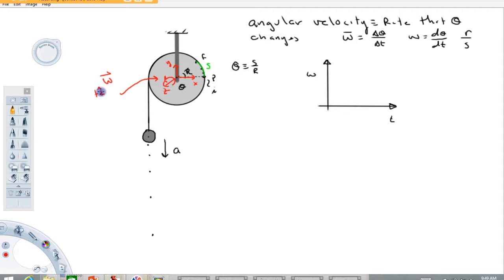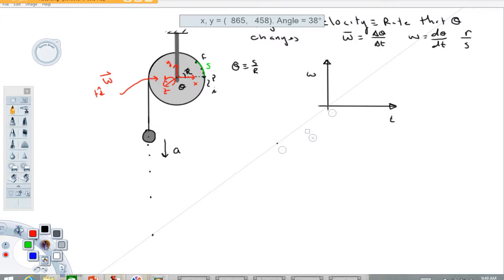Now, let's talk a little bit about what that angular velocity is doing. In this example, we're just going to assume it starts from rest. However, as time goes on, the rotation rate of this object is going to be rotating faster and faster and faster. So the angular velocity is increasing. If I were to graph angular velocity against time, again for this object, that might look something like this.